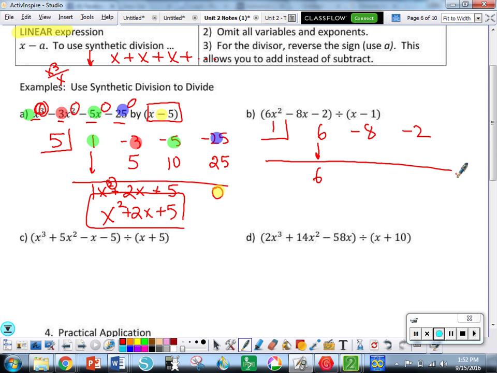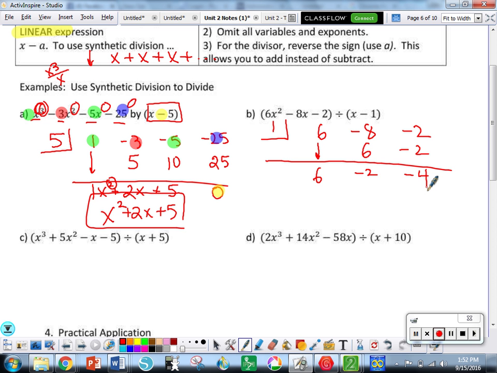Okay, so here's how you get these numbers. You ready? The order is multiply, add, multiply, add. So 6 times 1 is 6. Is that okay? Add those, -2. -2 times 1 is -2. Add those. Nope, no changing signs, just multiply, add, multiply, add.